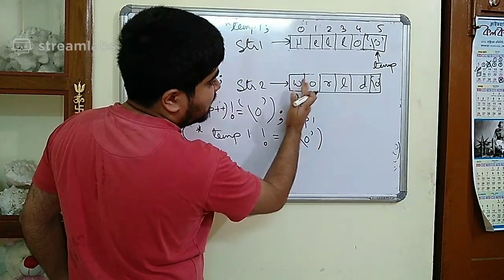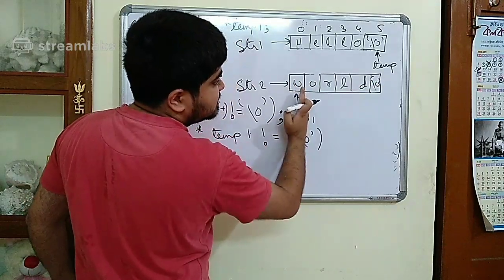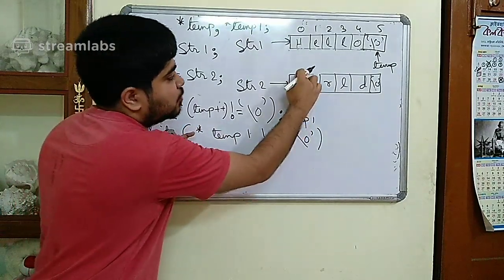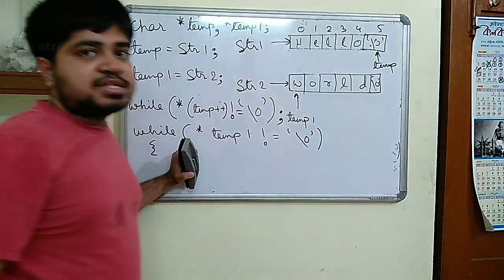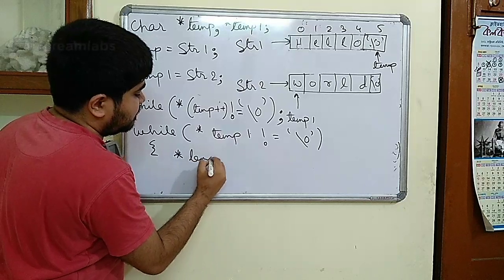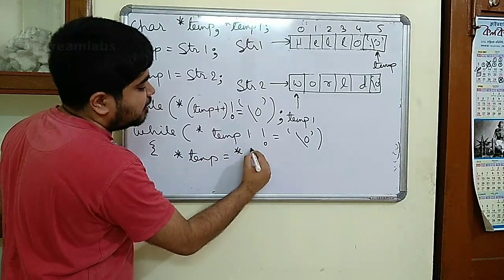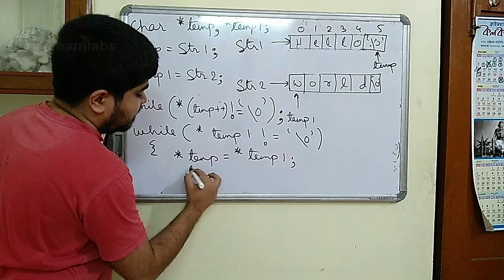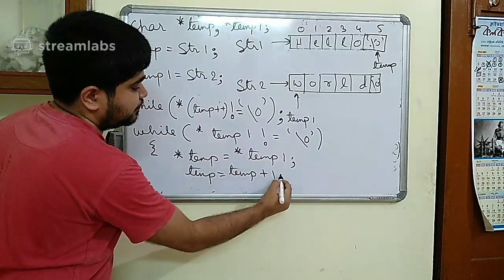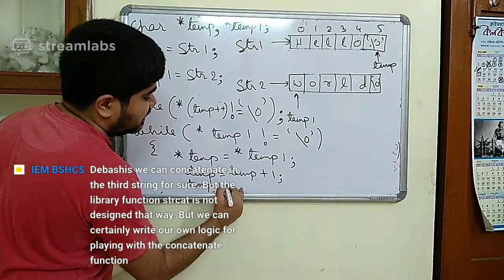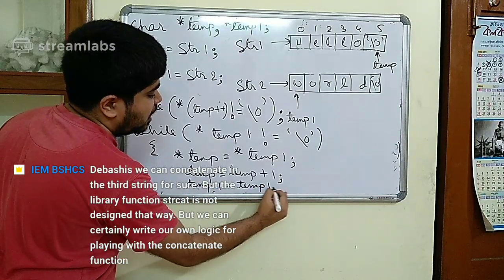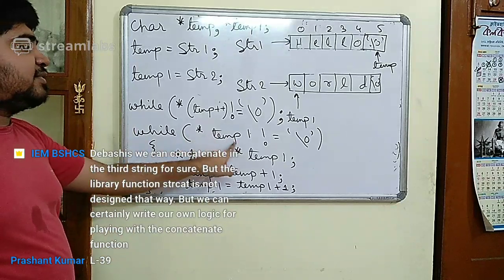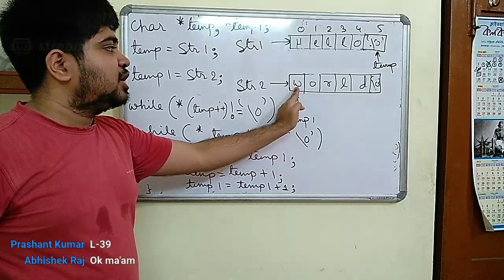While star of temp 1, that is this content, is not equal to slash 0, I will keep on moving and keep on copying this. Copying what? The content of star of temp 1, whatever is here, to where? To star of temp. So star of temp is equal to star of temp 1. Right? Increase temp is equal to temp plus 1. And temp 1 equal to temp 1 plus 1.